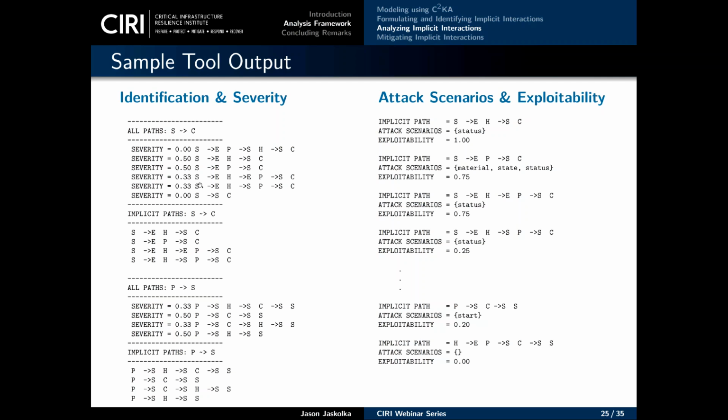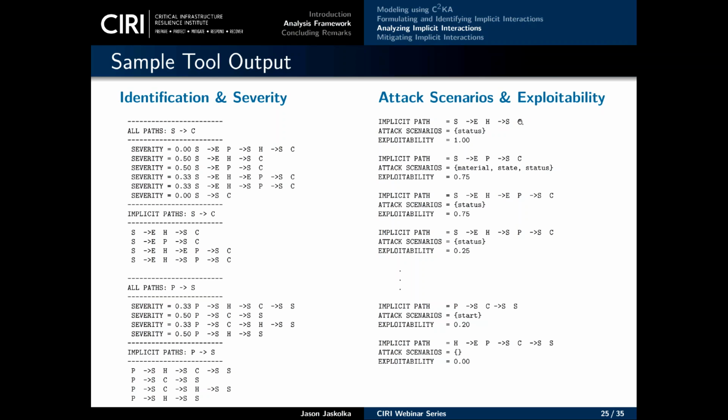So the longer these implicit interactions end up being, the actual severity ends up decreasing, because you end up having to rely on this very long chain of conditions to be satisfied in order to make this interaction exist in a form that's so vastly unexpected. On this side, we're now looking at the exploitability of each of the implicit interactions that we found. So in this case, we're trying to identify all the possible things that agent S can do that will influence the behavior of agent H, which will then cause H to influence the behavior of the control agent.